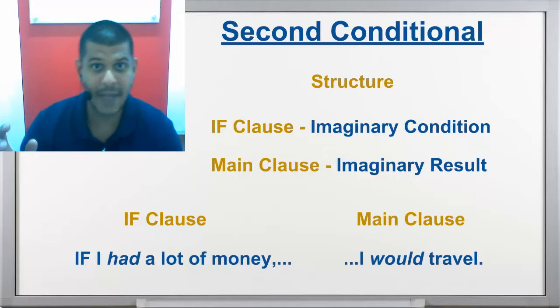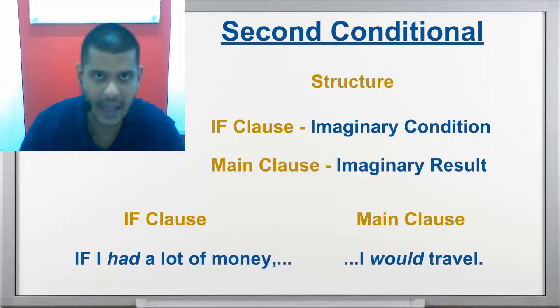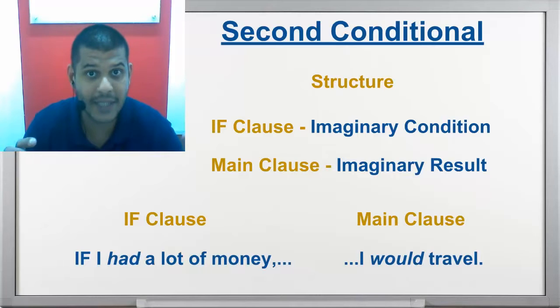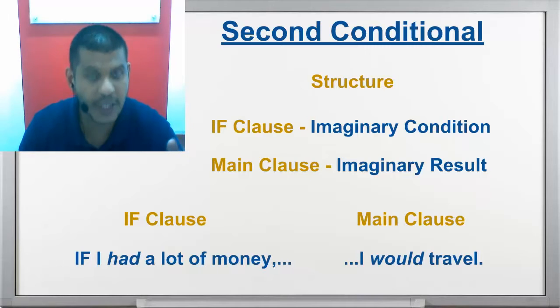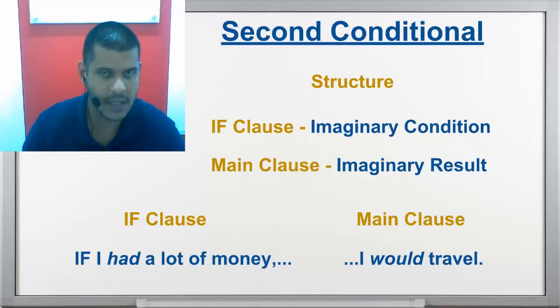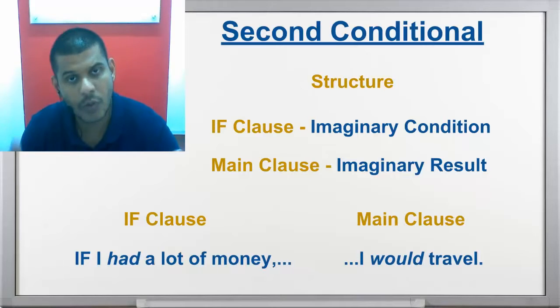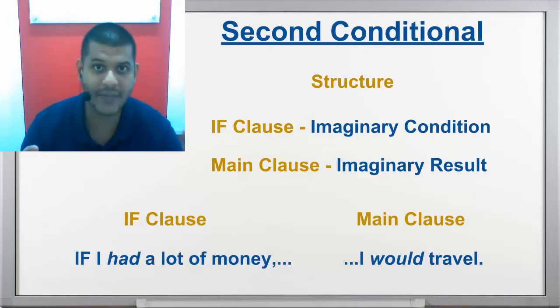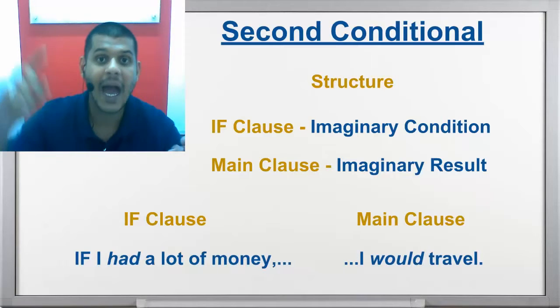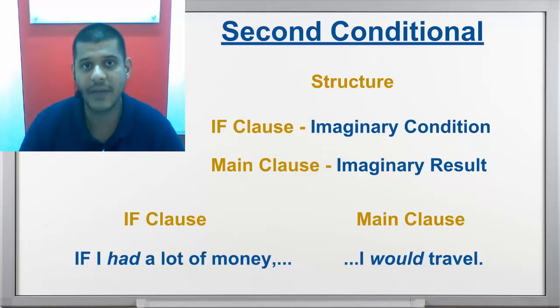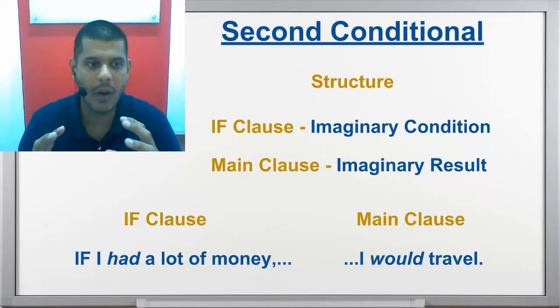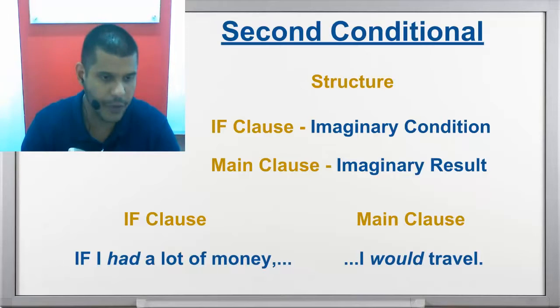So I have the imaginary condition, if I had a lot of money. Remember that imaginary condition is introduced by if, okay? The condition is always in the if clause, right? And the imaginary result is always in the main clause. So we have there, if I had a lot of money, not my case, anyways, I would travel, but I would only travel, as I said, if I had a lot of money. I hope it's a little more clear for you.